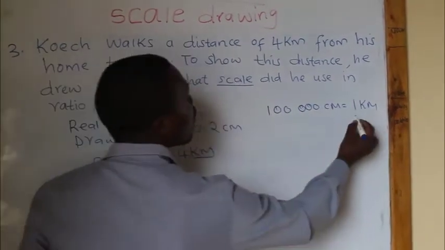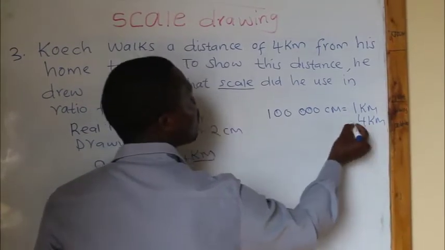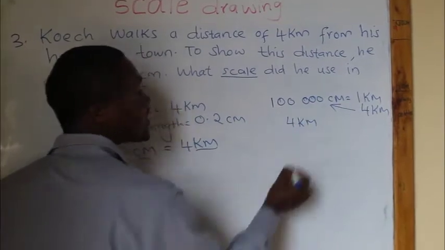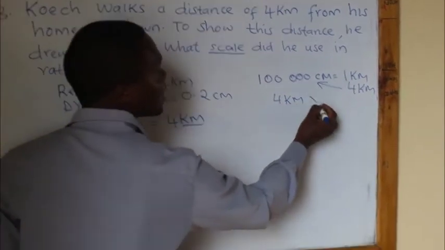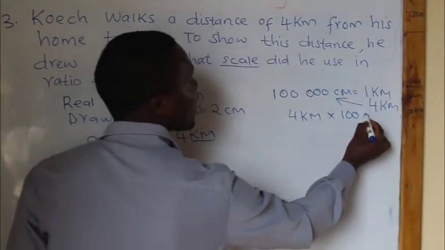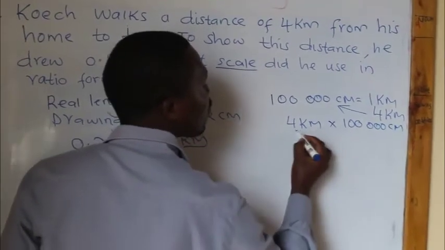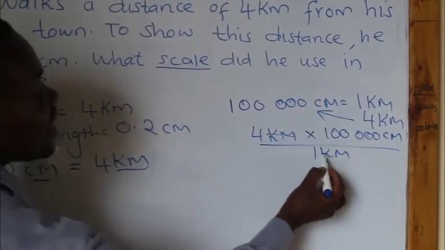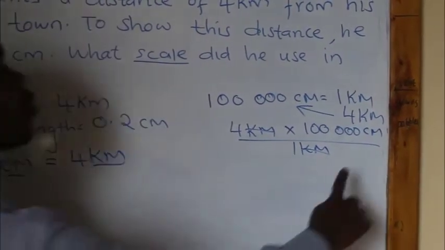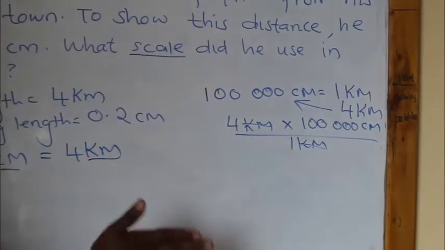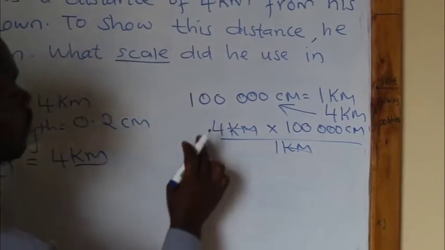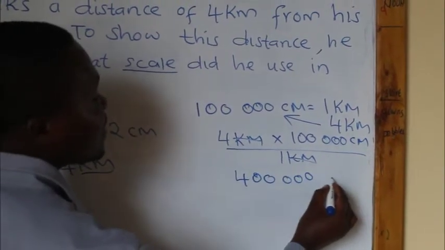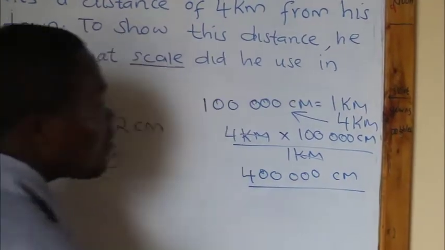What about 4 kilometers? So I'm converting 4 kilometers, then I cross multiply. This is 4 kilometers, and I always advise learners to write the units, times 100,000 centimeters over 1 kilometer. Then you can simplify the kilometers and the kilometers. You realize that your answer will be in centimeters, the units which have been left. So 4 times 100,000 will be 400,000 centimeters.